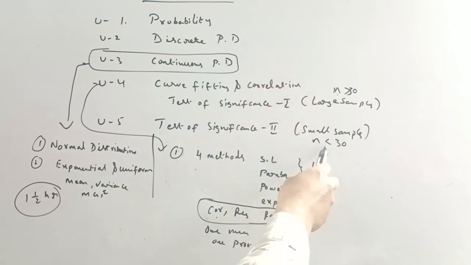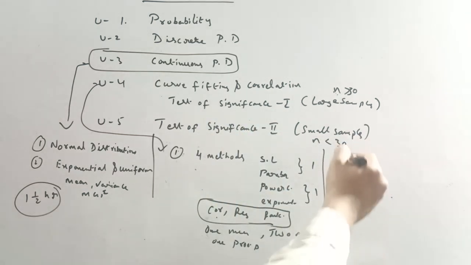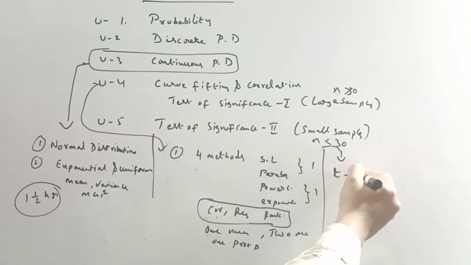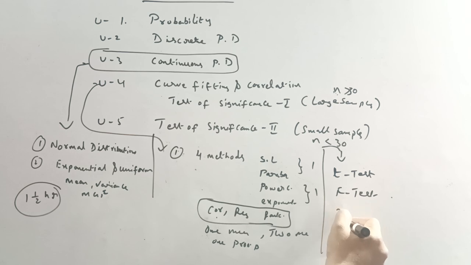If n is less than 30, then it will come to unit 5. So your unit 5 is also a very small unit. Unit 5 is what? Very small. You have only student T test, F test, then chi-square test, correct?